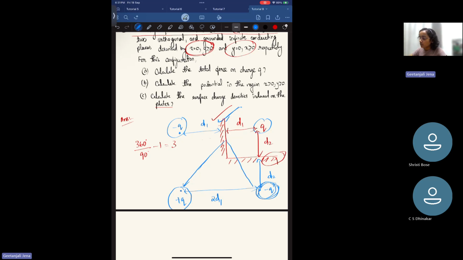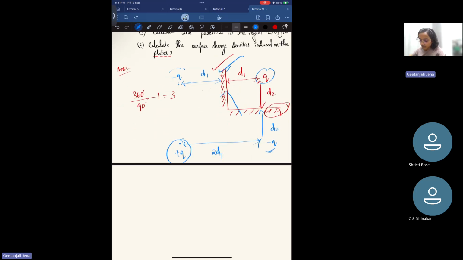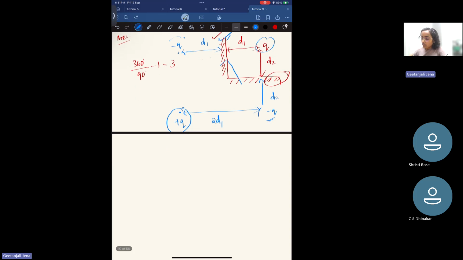Okay, so to make the total potential 0 here, we are placing a plus q charge. So this is why we have three charges. It's not like we have minus q here and minus q here. It's wrong, because in that case, the total potential will not vanish. So you have to put a plus q charge so that the total potential is 0.